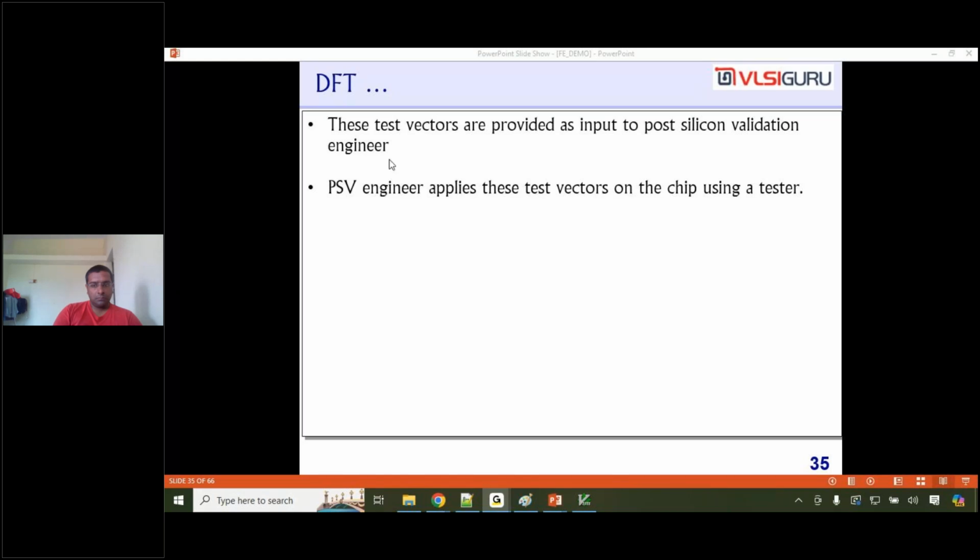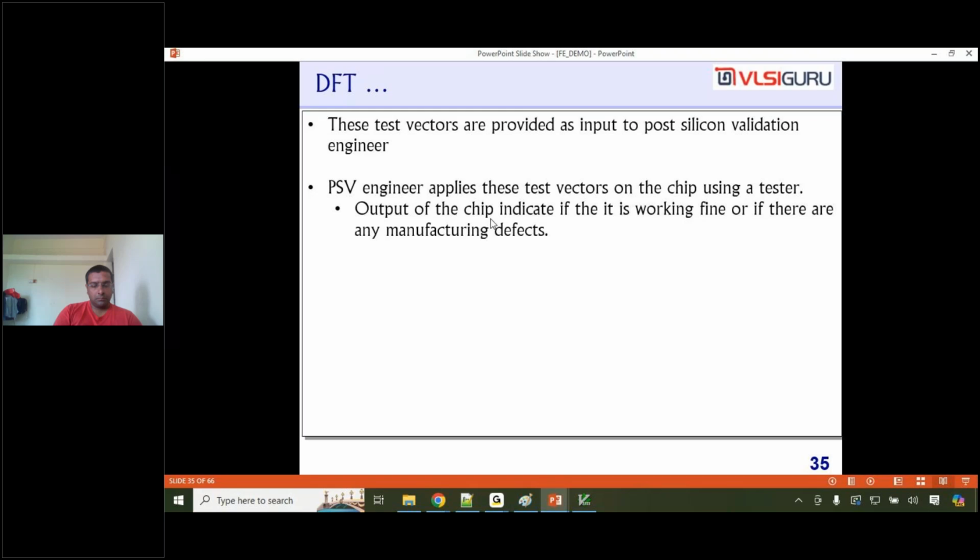Okay. So the post silicon validation engineer applies those test vectors on the chip using a tester. Okay. Output of the chip indicates if it is okay.